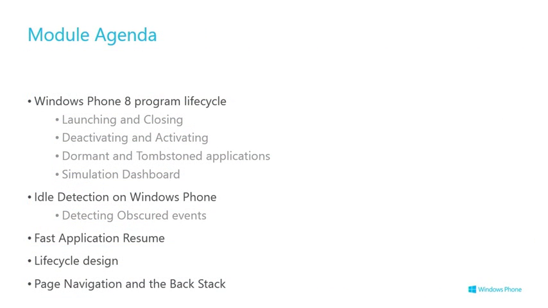Right, so this one is all about the Windows Phone 8 program lifecycle. What happens when an app is launched and when it closes, when it goes deactivated, what all these things mean, the Dormant and Tombstone states, and stuff relating to that. If you have some experience of developing for Windows Phone 7, most of this has not changed, apart from the major new feature, which is Fast Application Resume. That's part of this deck as well, so keep watching.